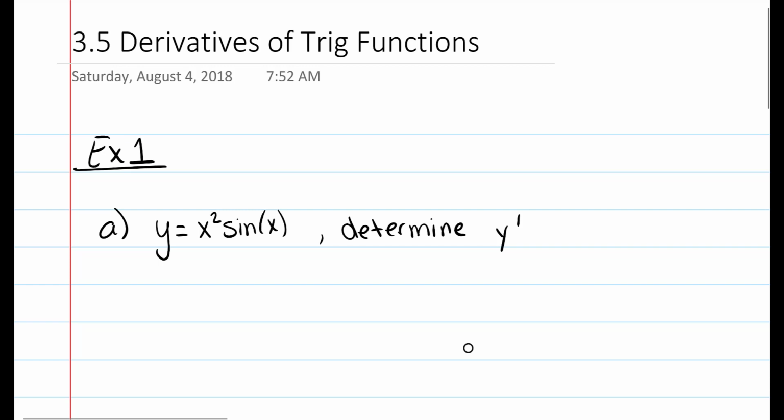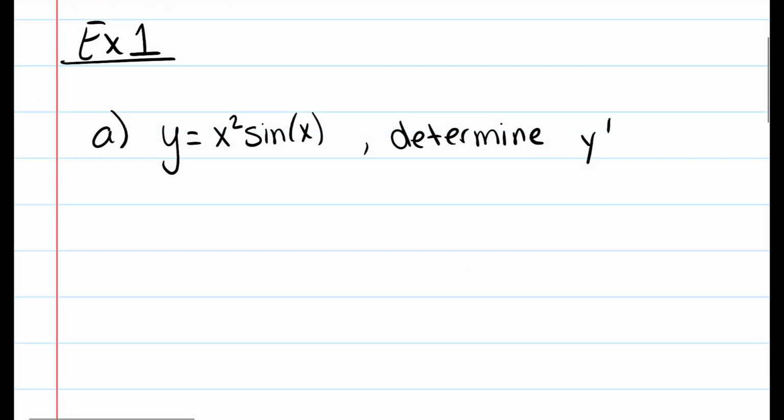3.5, Example 1. In Example 1, we're going to look at taking the derivative of different trig functions that involve both the product and quotient rule. So for part A, we have y is equal to x squared times sine of x, and we want to determine y prime. For this example, we have two functions, x squared and sine of x. So I'm going to let x squared equal f of x, and sine of x equal g of x. This is where we absolutely need to use the product rule.